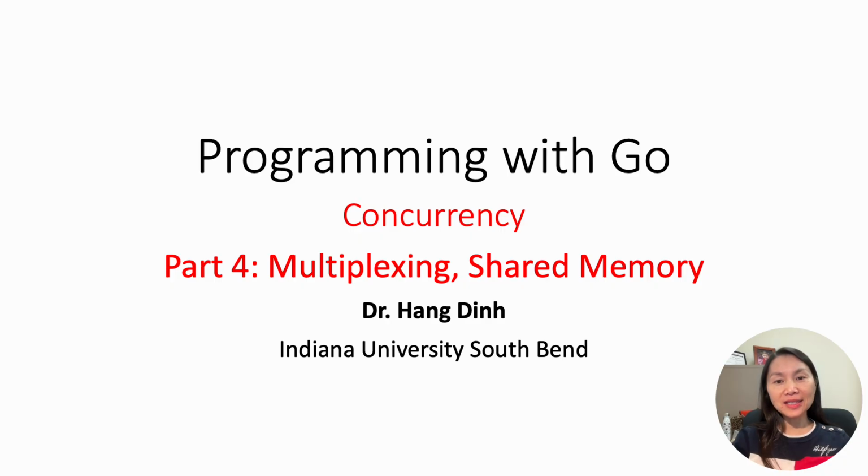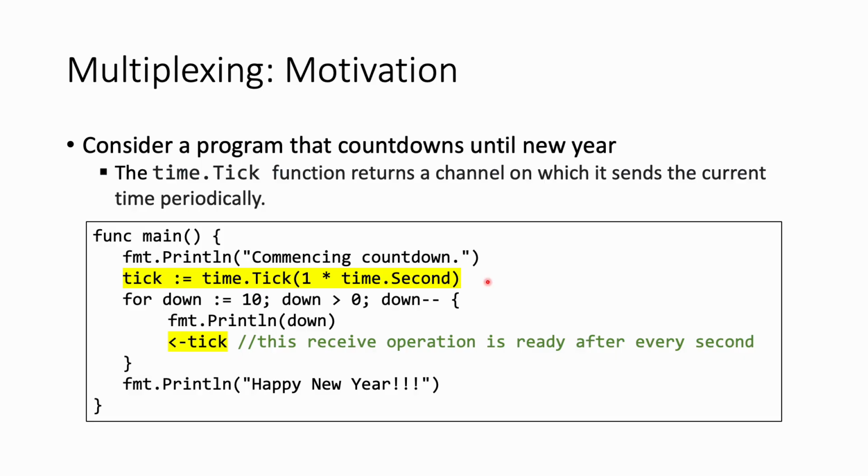This video is the last part of concurrency and it's also the last video in my lecture series about programming with Go. In this video, we will cover multiplexing and shared memory style of concurrent programming. Let's start with the motivation of multiplexing to understand why we would need multiplexing.